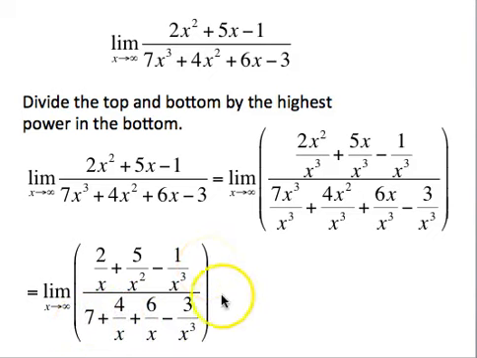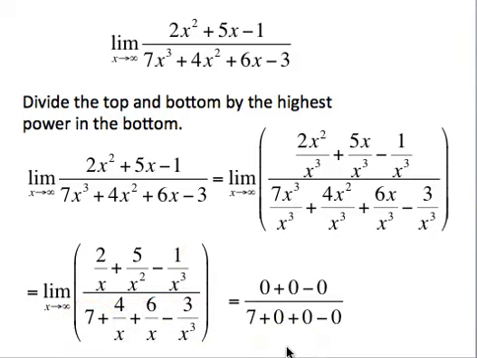Everything on top goes to 0, everything on the bottom goes to 7 plus 0 plus 0. So simplifying that, we just get 0 over 7, which of course is 0. If you have a bottom-heavy fraction, where the degree of the bottom is higher than the degree of the top, as you approach infinity, the answer will be 0.